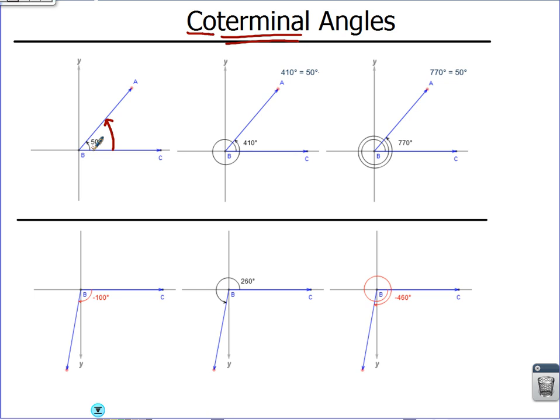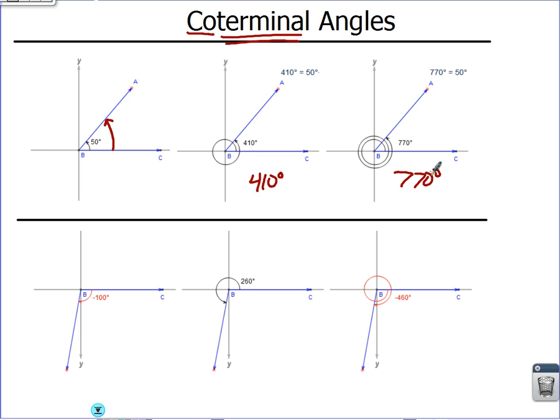So how do I find coterminal angles? Extremely easy. 50 degrees and 410 degrees are coterminal. Why? Because it's just got an extra rotation tacked onto it. This one rotated 50. This one rotated 50 plus another 360. This one rotated 50 plus 2 more 360s. They all 3 ended up in the same spot. Coterminal angles just have extra revolutions tacked onto them.